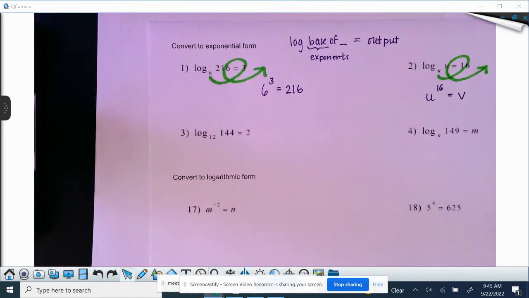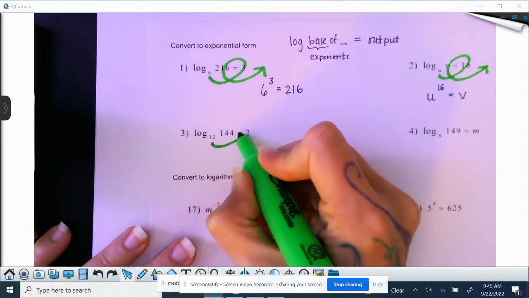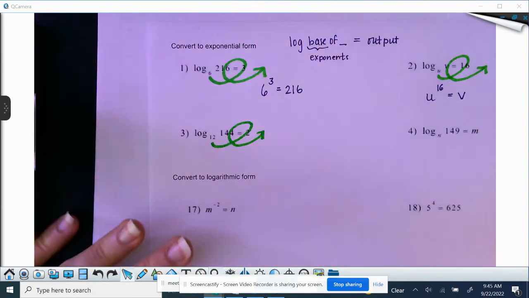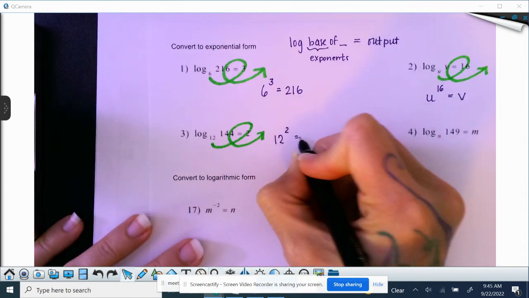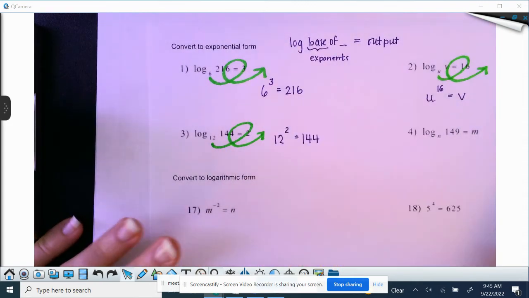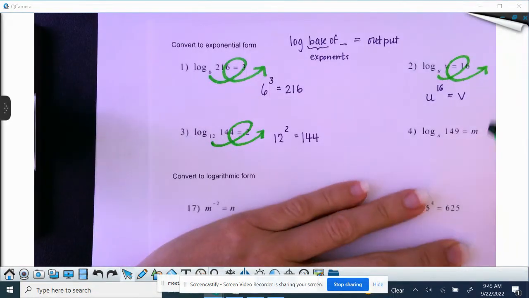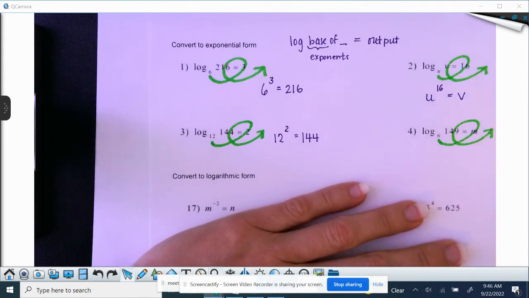So log to exponential, cursive E. Start with your base, grab your exponent, and come out with your output. So base, grab exponent, out with your output. And last but not least, again, base, grab exponent, come out with your output.